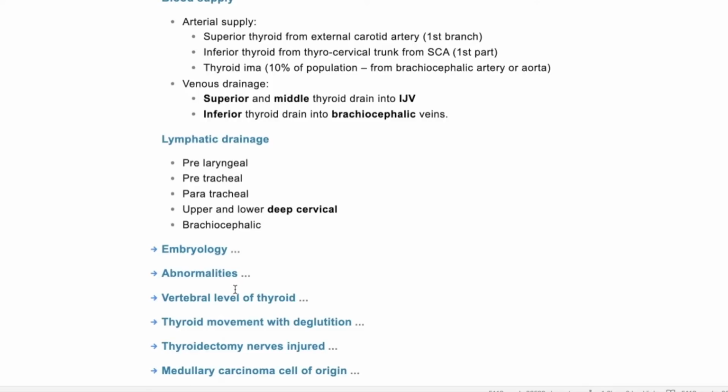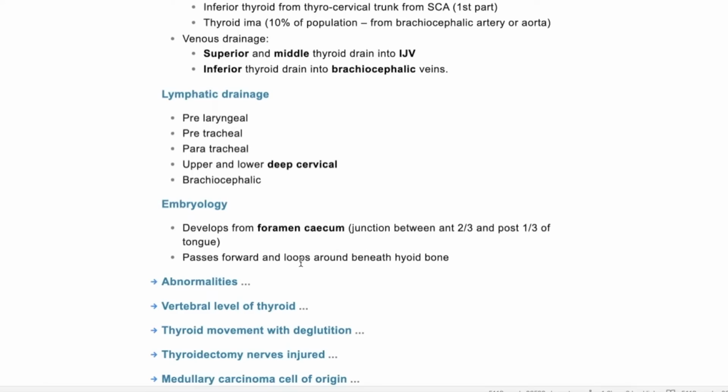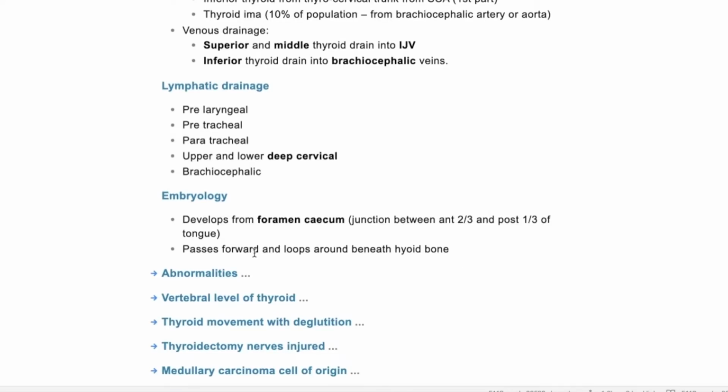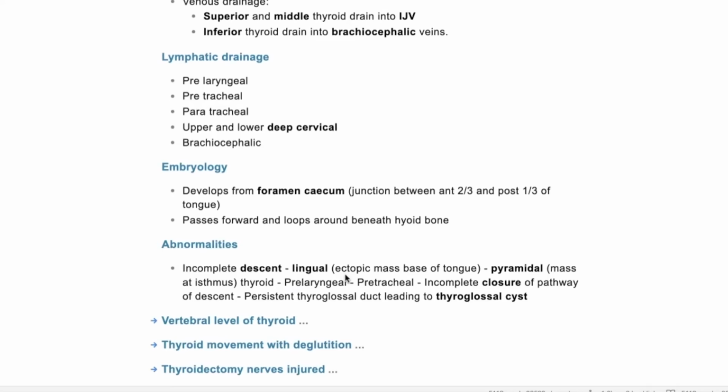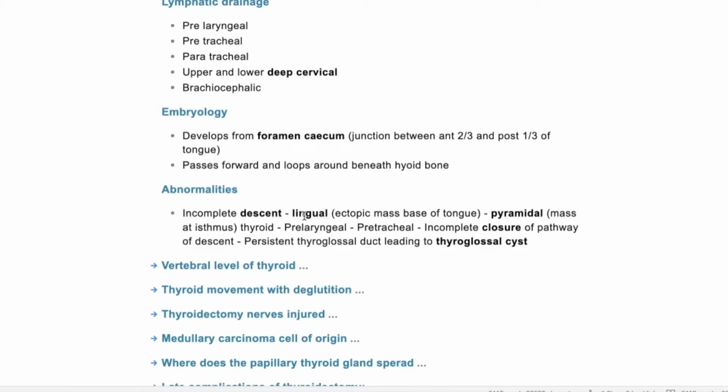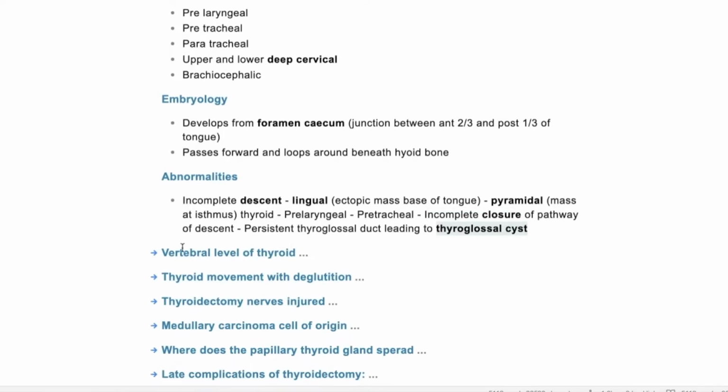cyst. Okay, well done. So just very quickly, like I said, foramen cecum, and then it passes forward and loops beneath the hyoid bone. And abnormalities are an incomplete descent, and that will be a lingual or pyramidal thyroid, or incomplete closure, and that will be a thyroglossal cyst. Well done. Can you tell me the vertebral level of the thyroid gland?